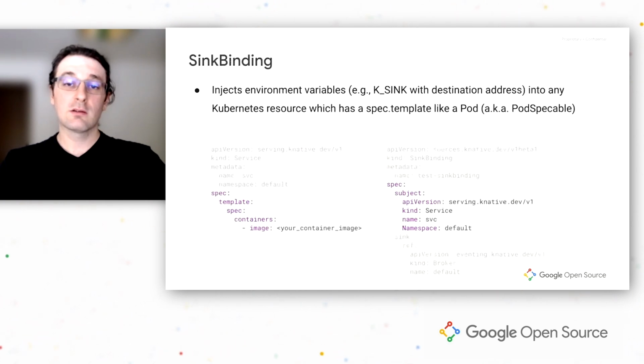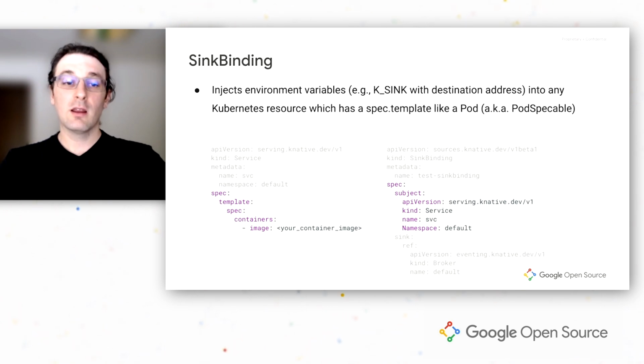Sink binding isn't a direct source, it's more of a meta source. It doesn't generate any events itself, but it makes it very quick and easy for you to make your own sources. It can be used with the pod specable duck type. A pod specable duck type object is one that has the spec.template field that is a pod template. Some examples are deployments, Knative services, and stateful sets. A sink binding turns a pod specable into a source.